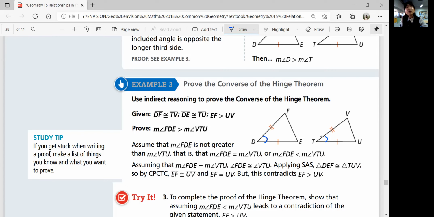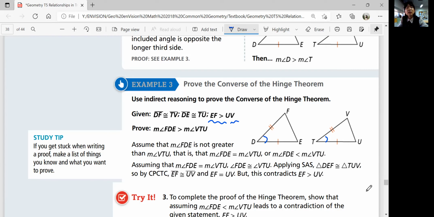So assuming they're equal, then the angles must be congruent. So by SAS, the triangles must be congruent to each other, but we're given that EF is greater than UV, so it's a contradiction. The corresponding sides must be congruent, but they're not. So this contradicts EF is greater than UV.